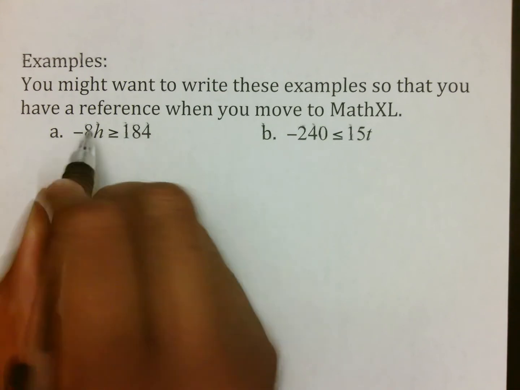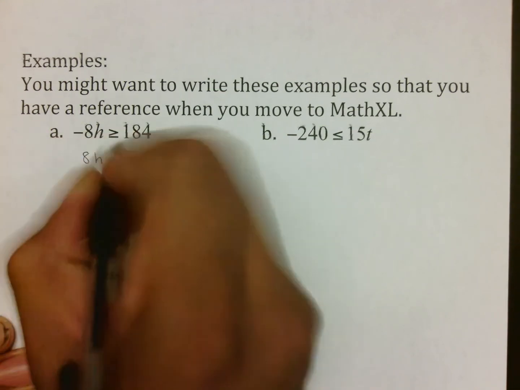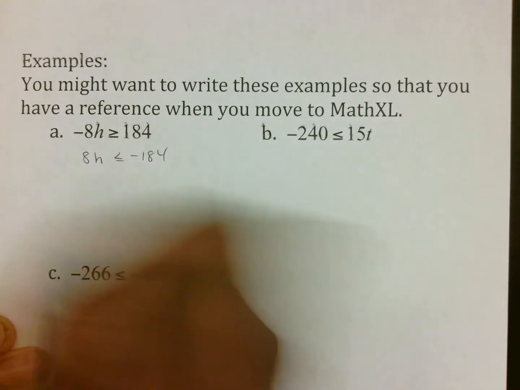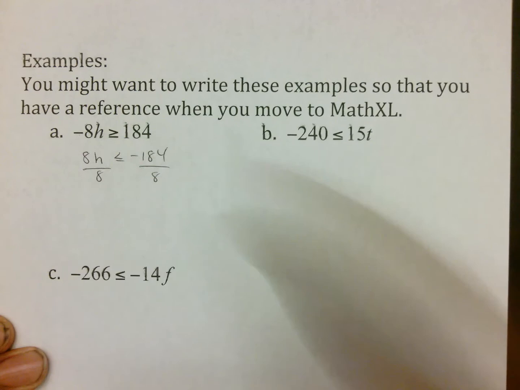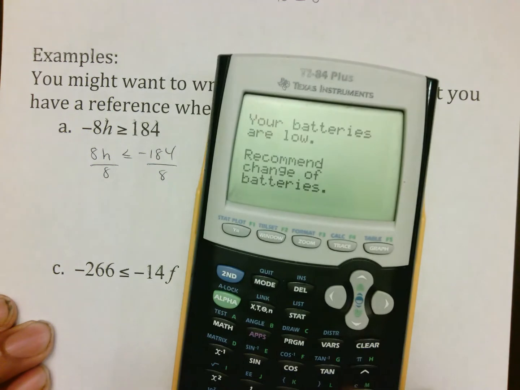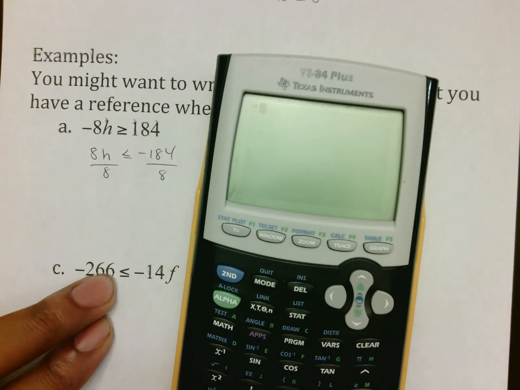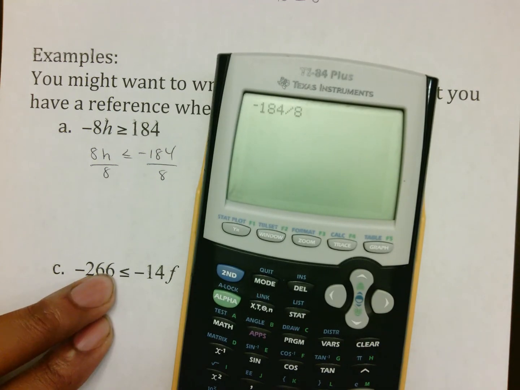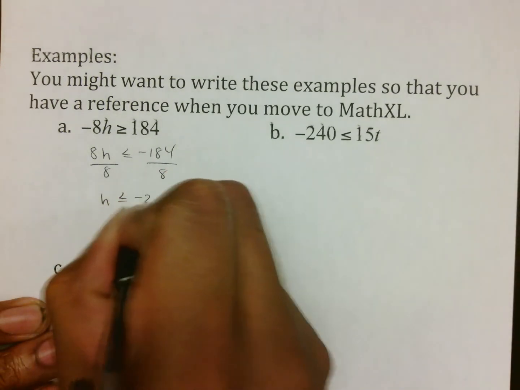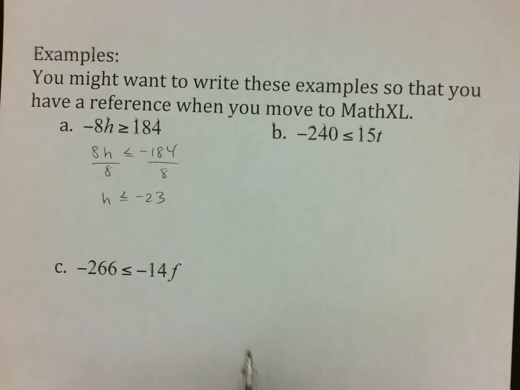Again, once I see a negative number attached to a variable, what I would do if I were you is switch everything, which includes a sign, and then work it out using a positive number. Now again, for those of you who like to divide by a -8, just make sure when you divide or multiply by a negative number that you do it the right way. -184 divided by 8 is -23. So h is less than or equal to -23, and that would be your answer.